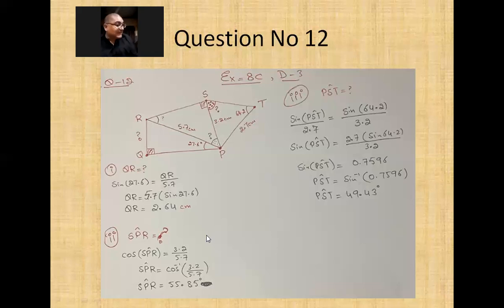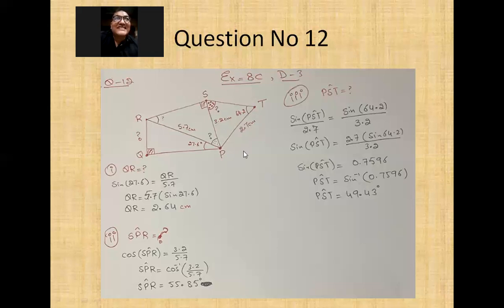Hopefully you understand this. The third part of this question is they want you to find out the angle PST. They want you to find out this angle PST. So if you want to know this angle, look at this triangle. I know this angle, and that's 64.2 degrees, and opposite to this, the side is 3.2 centimeter. I know this side, that's 2.7 centimeter, and opposite to this angle I want to know.